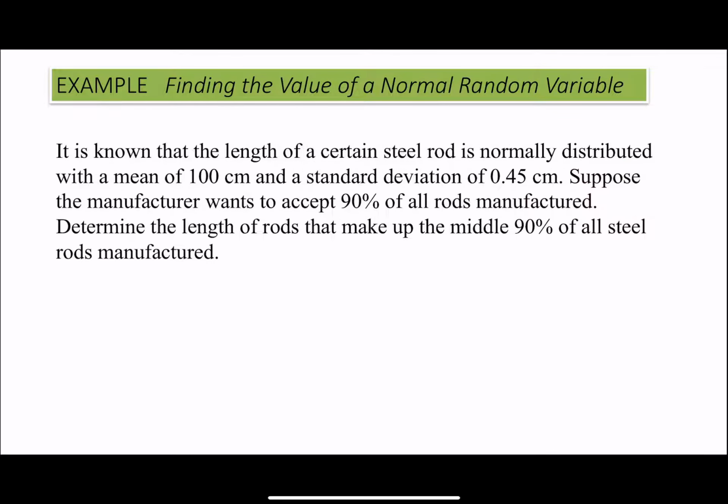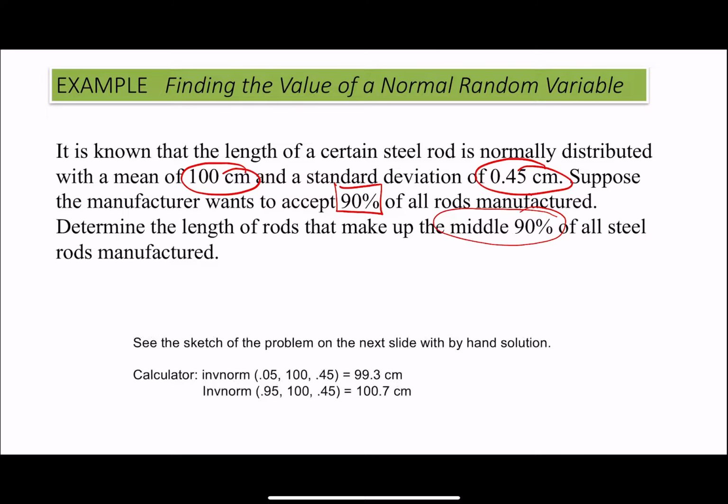So what do you think we would do here? Here, I know that the length of a certain steel rod is normally distributed with a mean of 100 centimeters and a standard deviation of 0.45 centimeters. Suppose the manufacturer wants to accept 90% of all rods manufactured. So we need to know the middle 90% of the steel rods manufactured.